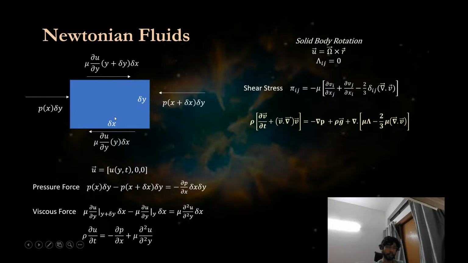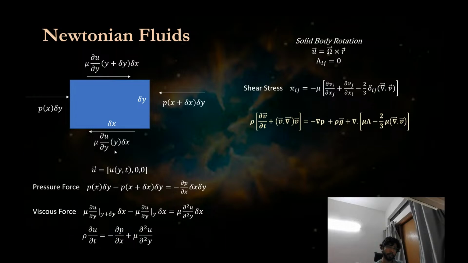As we saw, the force is proportional to del u del y, right? Okay, so this is not the force. This is, we can say, the shear stress due to the viscous force actually. We'll see what the force is exactly, and this is just a proportionality constant, right? Similarly, on the top surface, the shear is basically mu del u del y at y plus del y, times delta x, which is the length of this segment, right?